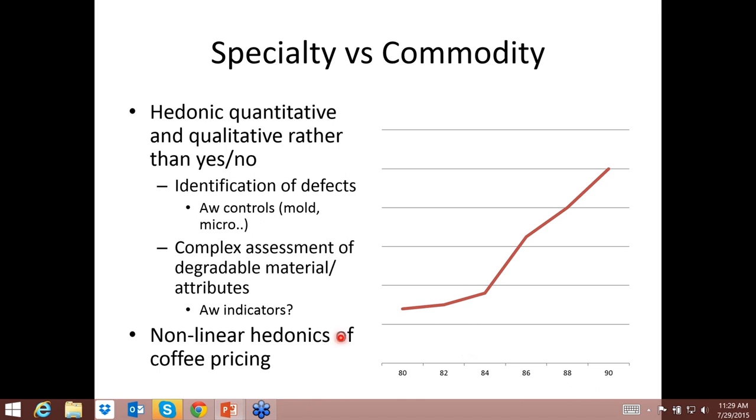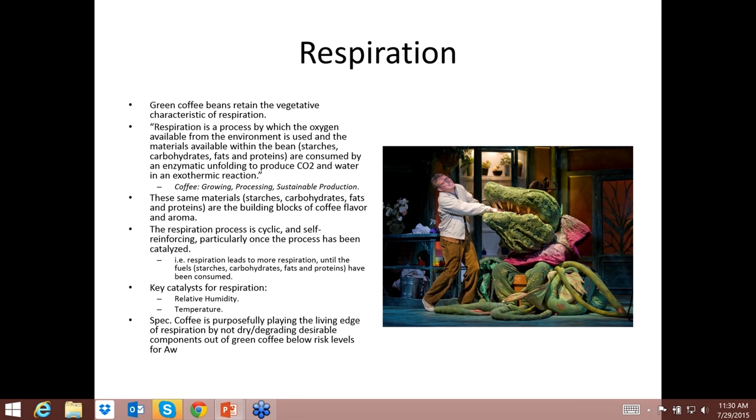So a whole lot of specialty coffee is nonlinear, which complicates things, but it also makes it pretty interesting. Respiration.